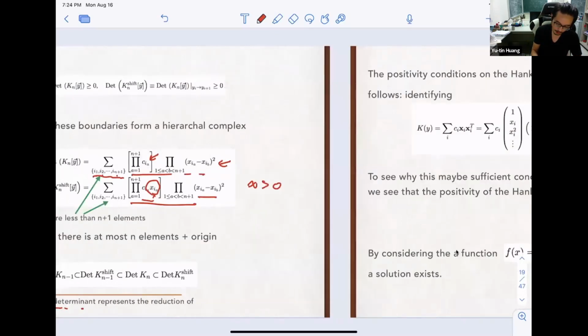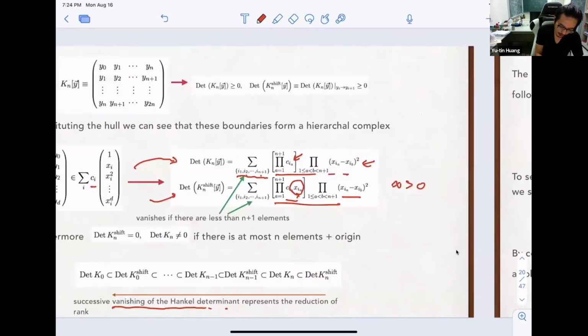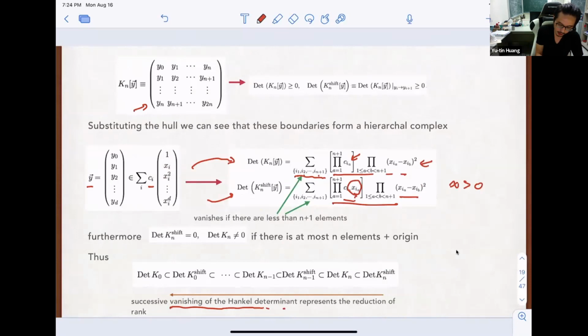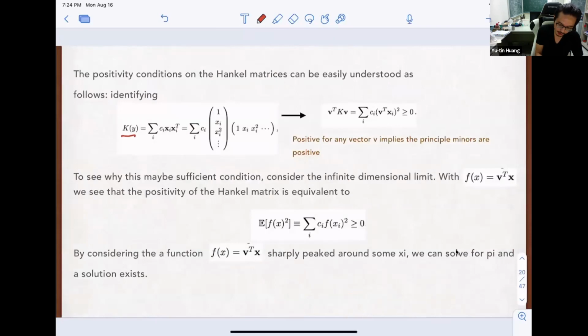But let me just go further. Actually, there's a very simple way, just high school mathematics, that we can understand why you'll be interested in the positivity of the Hankel matrix. This is the usual way we write the Hankel matrix, where we just say that it's the symmetric matrix of Y. But if Y is given by the convex hull of some moments, then an alternative representation of the Hankel matrix is just the sum of C_i x_i x_i transpose, where you just take the moments and take the transpose. So this is the equivalent representation of the Hankel matrix. But then you see that if I dot this matrix into two arbitrary vectors, then this is a positive definite quantity.